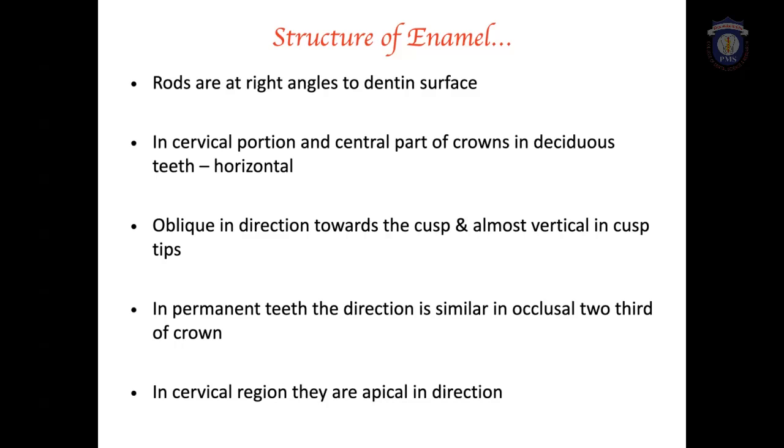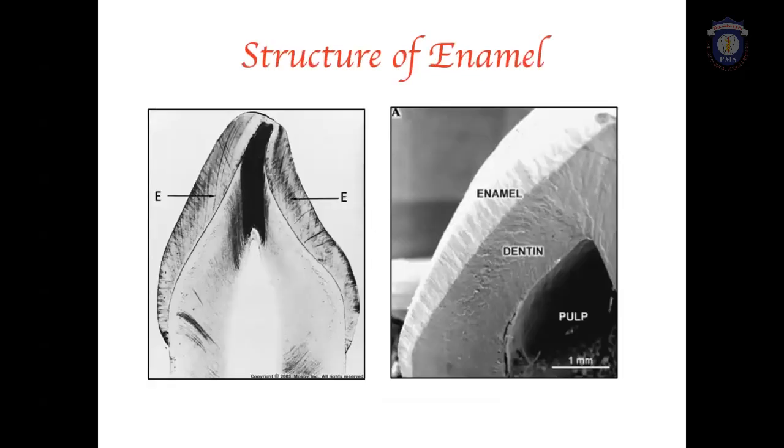So when you say the enamel rod is directed towards apical, the apical portion is referring to the apex of the root, or the apical foramen of the tooth. So the enamel rods are directed down towards the apex of the root or the apical foramen of the root. So this is how it is arranged.